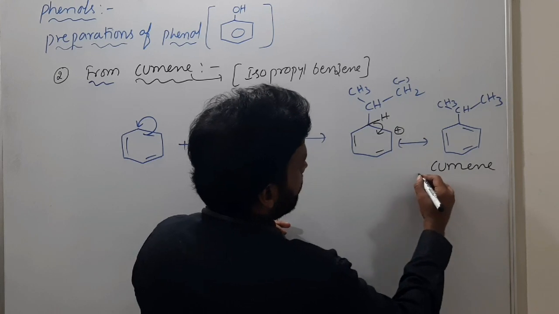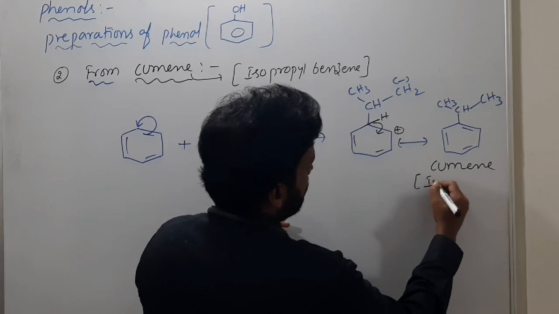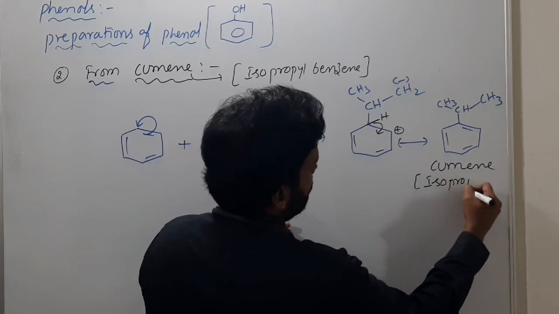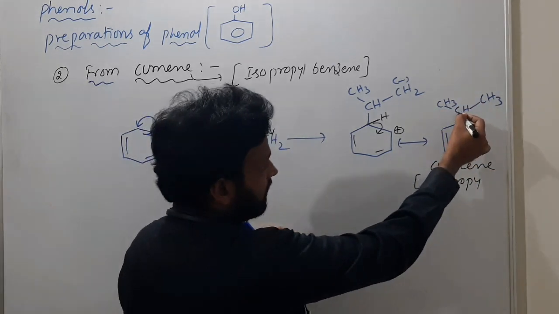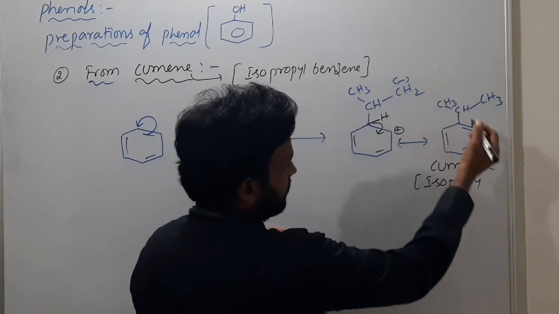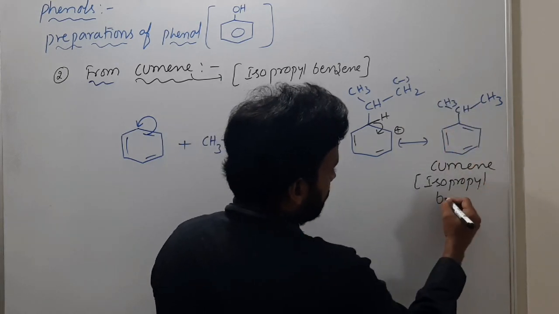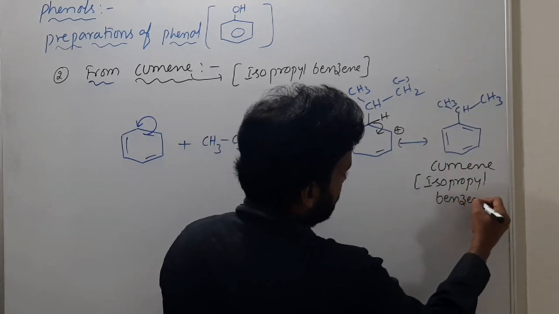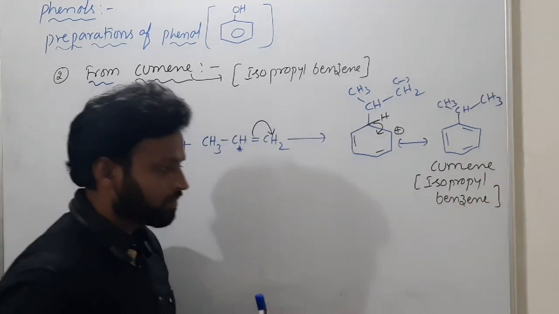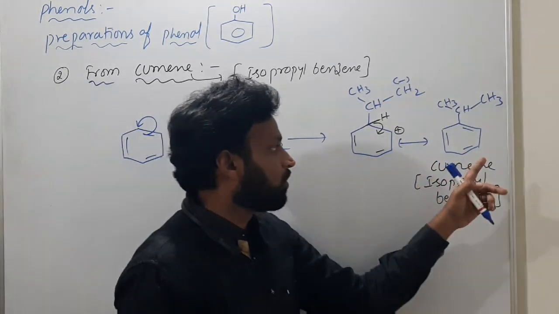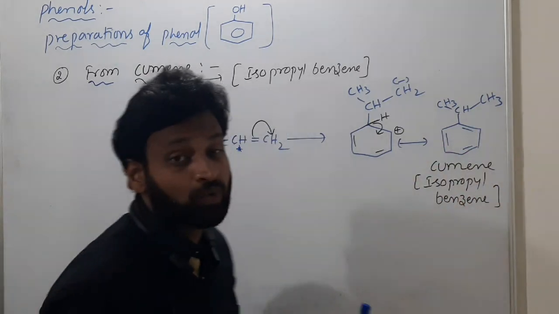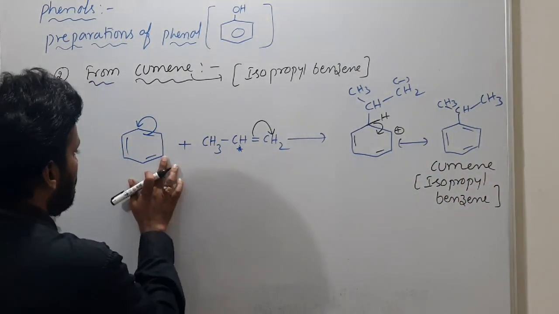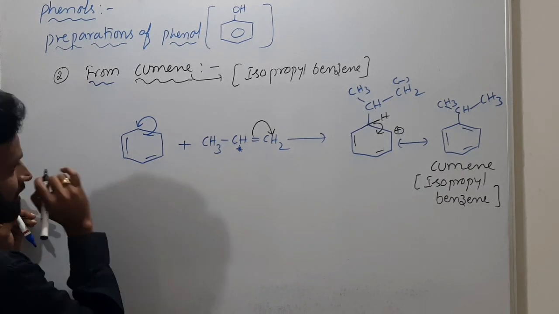What is it called? Cumene. Otherwise this is also called isopropyl. See, this is called the isopropyl group or not? This middle carbon you have, second CH3 you have. So isopropyl benzene you have. What is this? Isopropyl benzene. Isopropyl benzene is called what? Cumene. Got it, sir, clearly? Okay. Now let's see what happened.